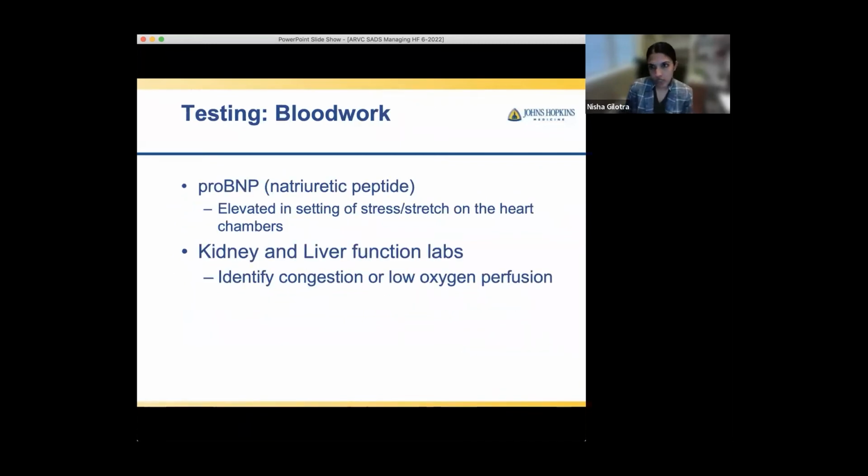In the next couple of slides, I'll share some of the testing that we do. First, pro-BNP. Natriuretic peptide increases and elevates in the setting of stress or stretch on the heart chambers. So it's a little non-specific. Arrhythmias can cause it to go up, hypertension can cause it, and it can also be falsely low. We know patients with normal ejection fraction heart failure, and also obesity, are associated with lower proBNP levels. So we always have to interpret it in the context of things. And then kidney and liver function labs can help identify both congestion or low oxygen perfusion to your kidney or liver.